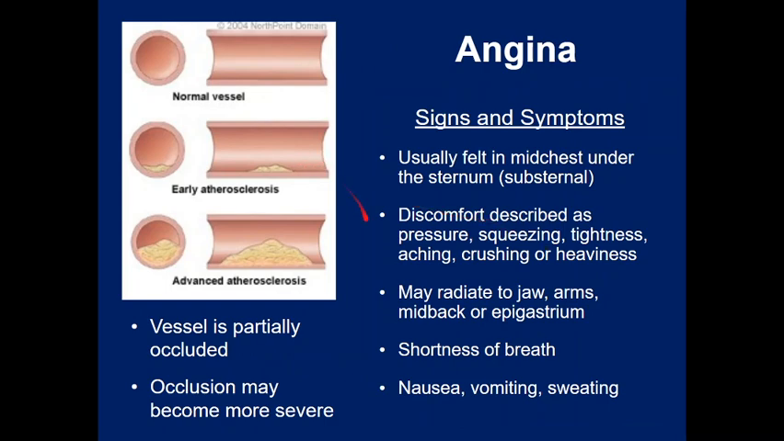So some signs and symptoms. When it's angina and there's no actual dead tissue, it's just a partial occlusion of the artery, because there's still some blood flow, there's still some demand being met, it's just not enough. Usually people will have discomfort. They'll describe it as pressure, maybe squeezing, just tightness, aching, crushing, heaviness. You'll hear a lot of different terms. They'll say an elephant is sitting on my chest, all that stuff. And that's usually substernal, right under the sternum.